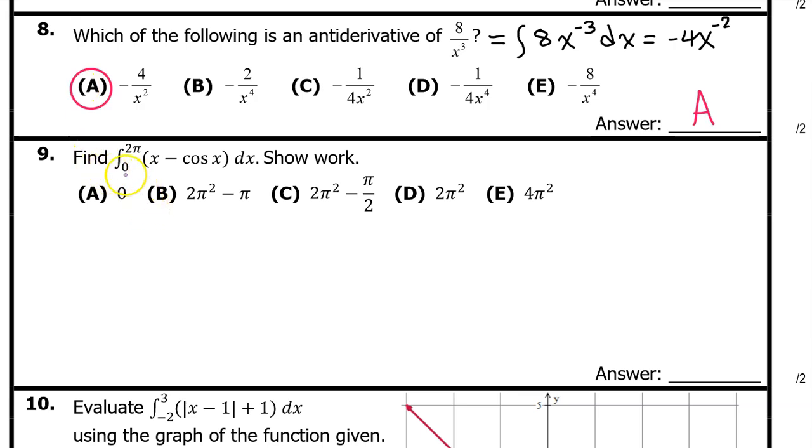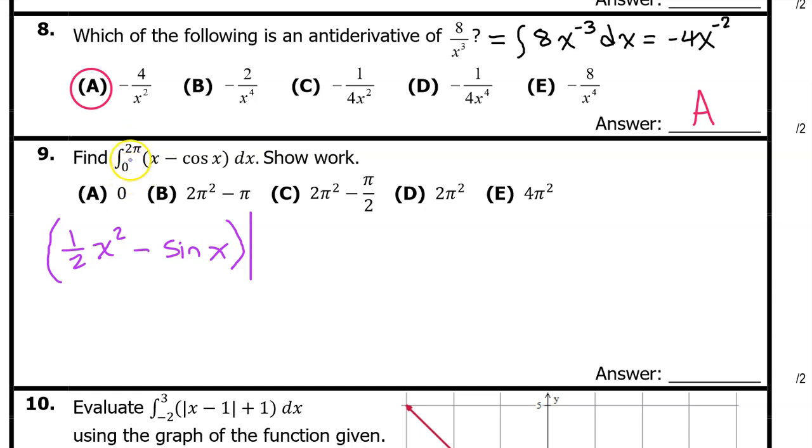Number 9. Find the definite integral from 0 to 2 pi of x minus cosine x dx. We can take the antiderivative one term at a time. The antiderivative of x will be 1/2 x squared. The antiderivative of cosine is sine. So this will be negative sine x. When I ask myself what the antiderivative is, I ask myself the derivative of what will give me this. And the derivative of sine is cosine.